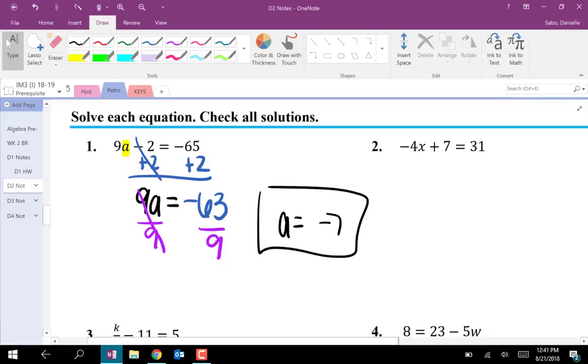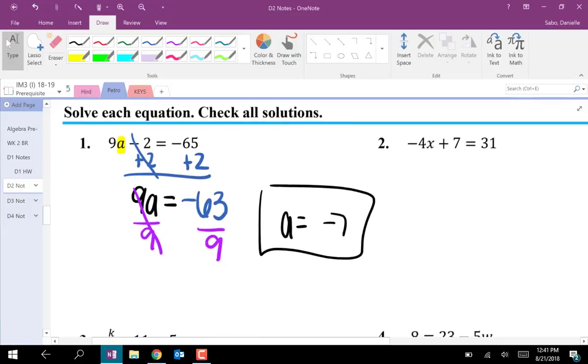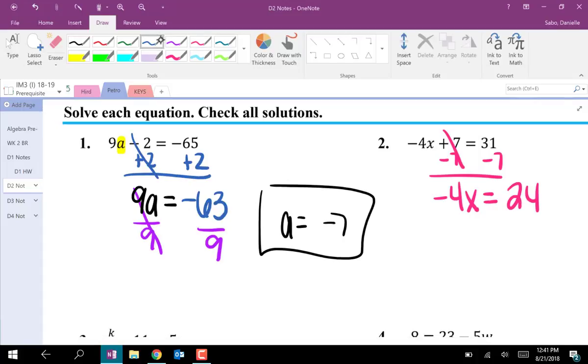So, we do want to subtract 7 first. If it helps you, read it: -4 times x plus 7. The more you know the math language, the better you get at it. So I subtract 7 from both sides, which gets me -4x equals 24. Now when you read it one more time, it says -4 times x, which means I must divide by -4.